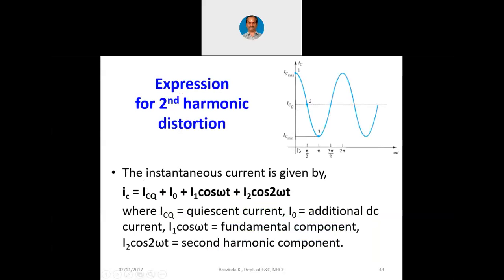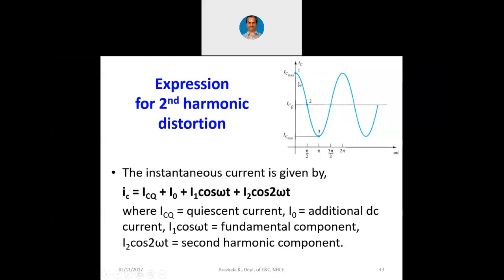You can see here at point 1, the x-axis is at 0. You can see the x-axis is omega t, that is the angular frequency. We have this pi by 2, pi, 3 pi by 2, 2 pi. 360 degree means totally it is 2 pi radians, as you already know. So this is totally 360 degree, 2 pi radians.